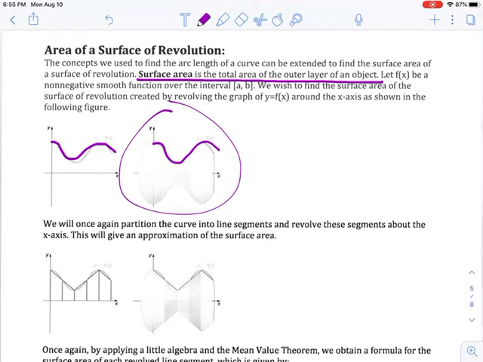So as always, what we're doing down here is we are breaking that function into some small line segments. Exact same thing that we did when we were looking at arc length. But this time, instead of just finding the length of these little arcs in here, we are rotating them around the x-axis. And we're finding the surface area created by rotating each one of these little line segments around the x-axis, creating some type of a solid object. What is the surface area?